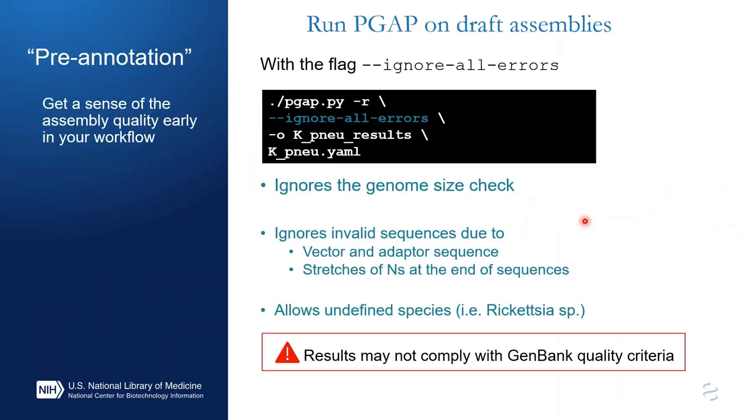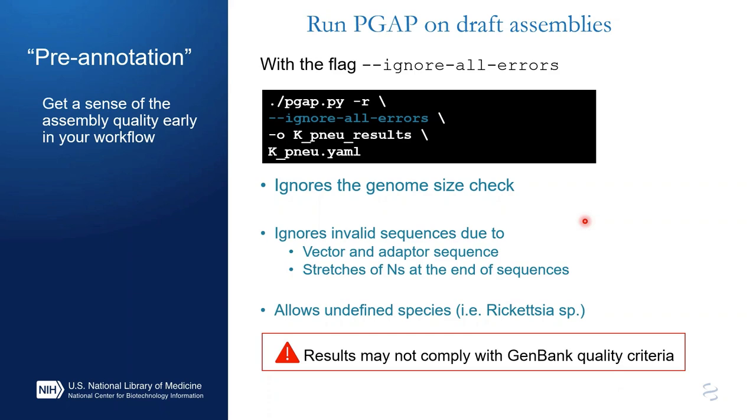A side note on how you can run PGAP on a draft assembly. At the beginning of the talk, I explained that in addition to PGAP, we validate the sequences up front. Well, you have the opportunity to ignore this validation. So for example, the genome size check: maybe you've just annotated a plasmid, maybe you're just interested in a portion of the genome, or maybe you don't know why, but your genome doesn't fit the size expected for the genus species. Well, you can ignore that with the ignore-all-errors flag. It will also ignore invalid sequence due to vector and adapter sequence. Those could be cleaned up later if you wish.